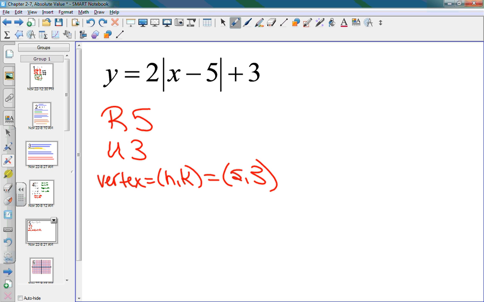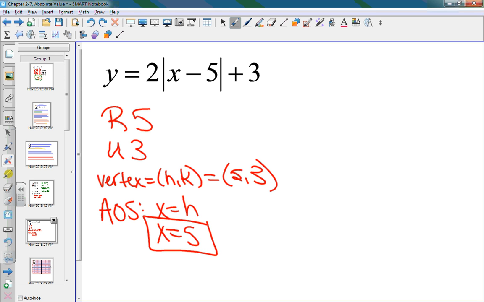Now after you find your vertex, the vertex is responsible for helping you find your axis of symmetry. Because isn't your vertex going to be your highest point or your lowest point? Isn't that half of your graph? Do we understand that? So now I can find my axis of symmetry here. My axis of symmetry is always in the equation x is equal to h. What is h in my problem? H is 5. So this is going to give you x is equal to 5. Everybody's writing this down, correct?